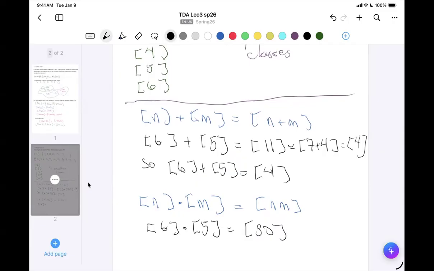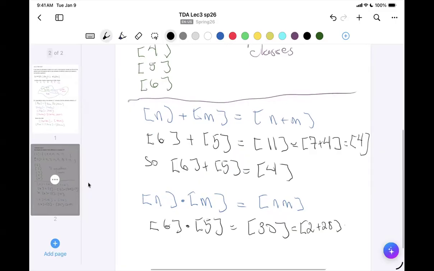But again, what is 30? 30 is 2 plus 28, right? And 28 is just a multiple of 7, so 28 is like 0 in arithmetic mod 7. So it's just the equivalence class of 2. And these types of things are very much used in number theory and a bunch of other different things.